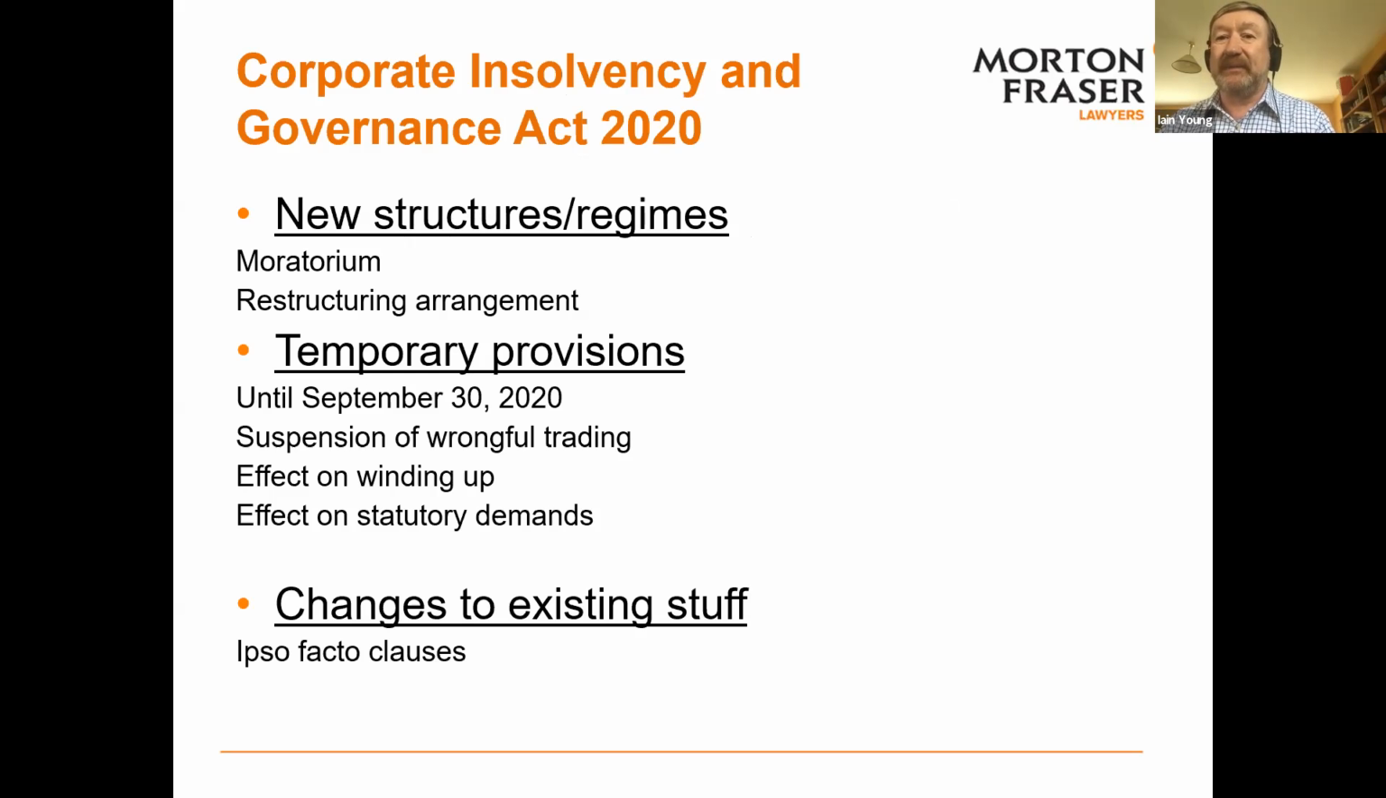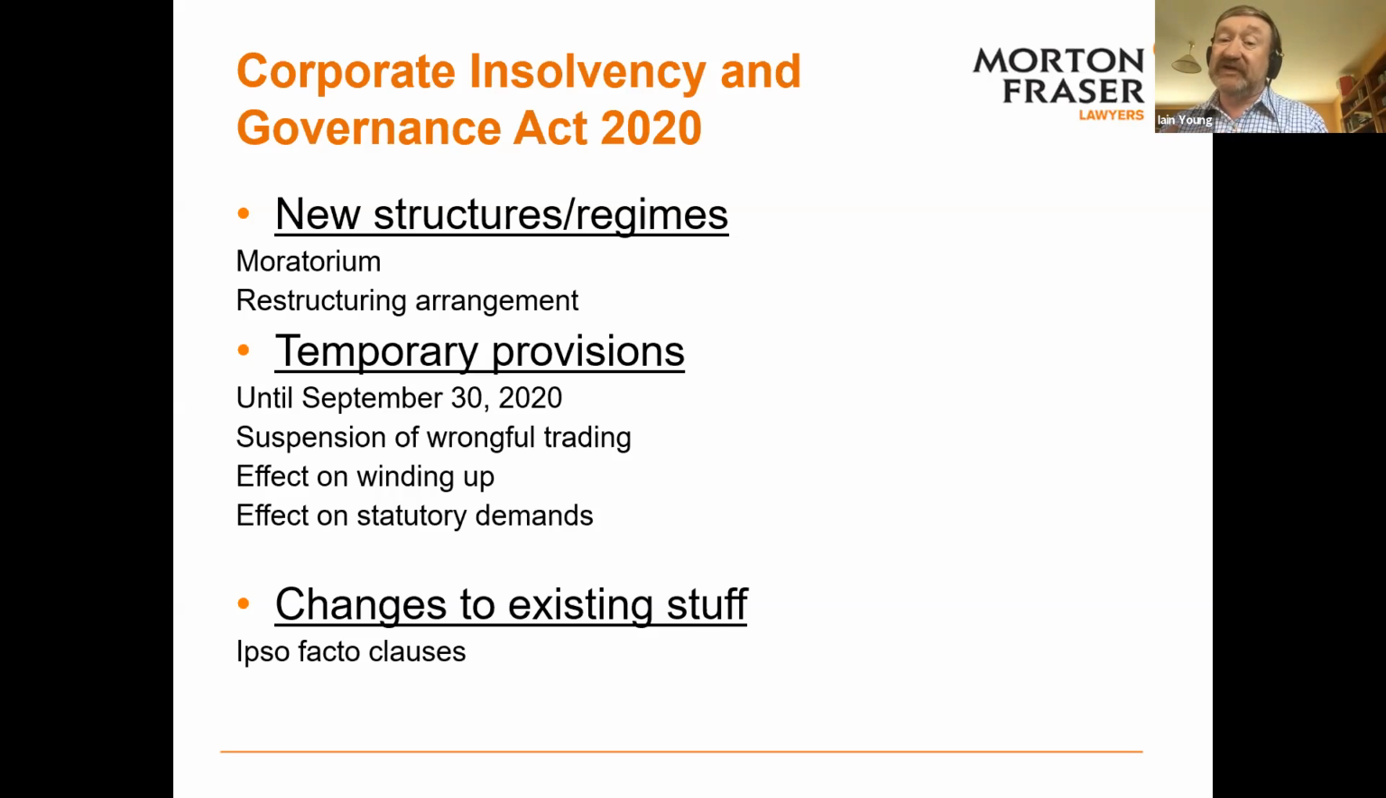It introduces a couple of new structures and regimes: the moratorium, which we've talked about earlier, and the restructuring arrangement, which is a scheme similar to a CVA, which is put to the creditors of a company and they are asked to give their approval to that. It's a bit like, as some of you may have heard in the US, Chapter 11. No one really knows how this is going to take effect in the UK. It's all very new and relatively untried, so watch this space.